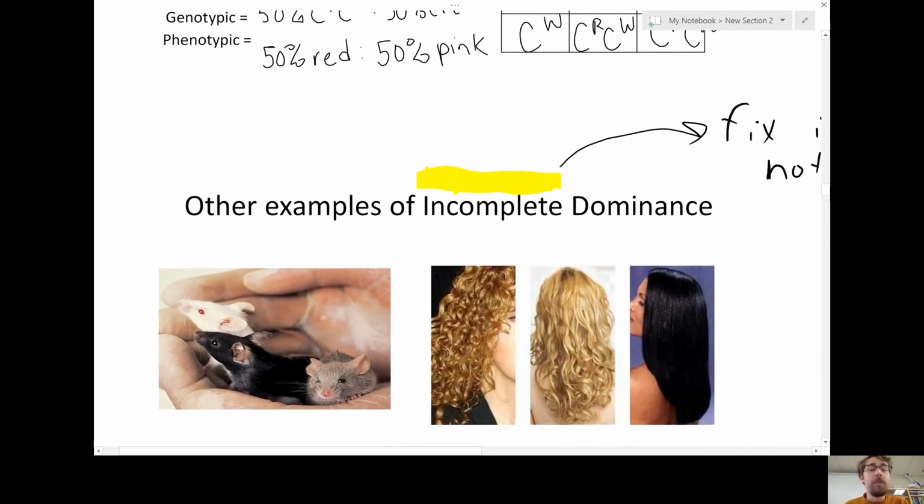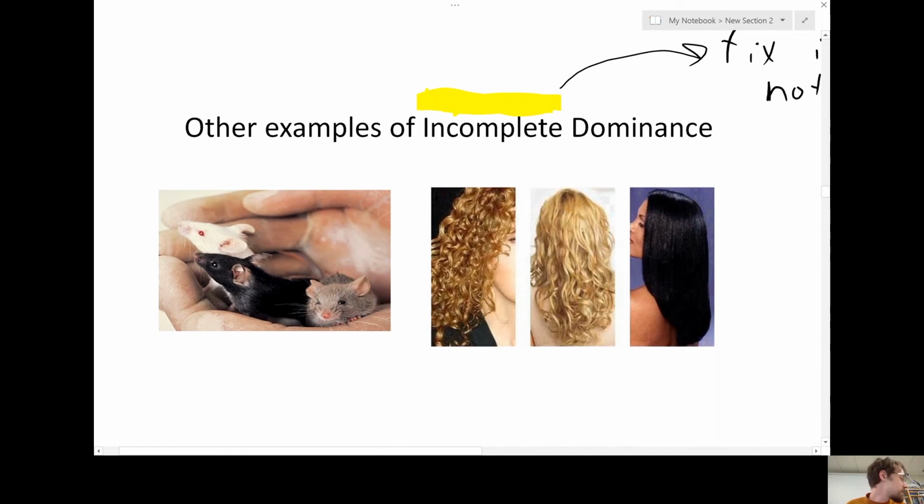In your notes, you've got a few other examples of incomplete dominance. So just cross out where it says codominance, replace it with incomplete dominance. One possible example of incomplete dominance is some breeds of mice. So you have a black mouse, a white mouse. They breed, you could end up with a gray mouse. They blend together.